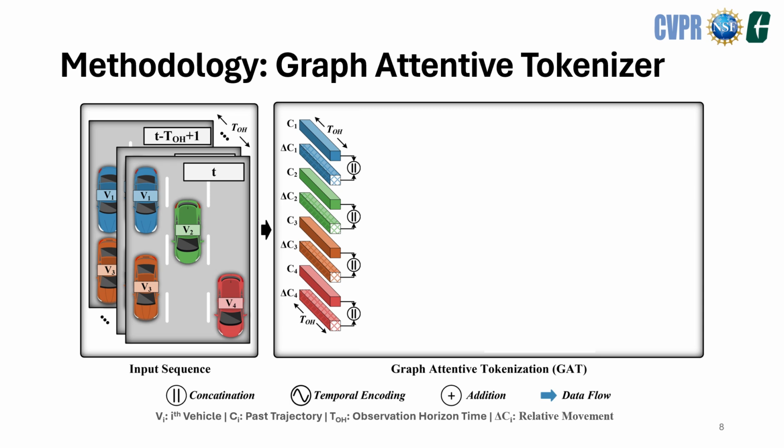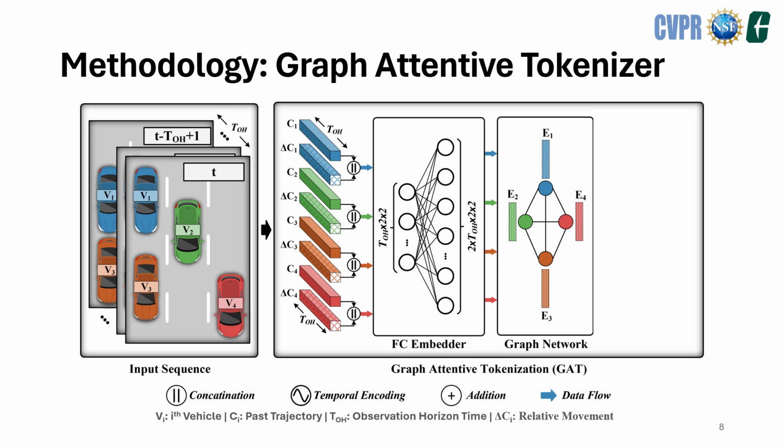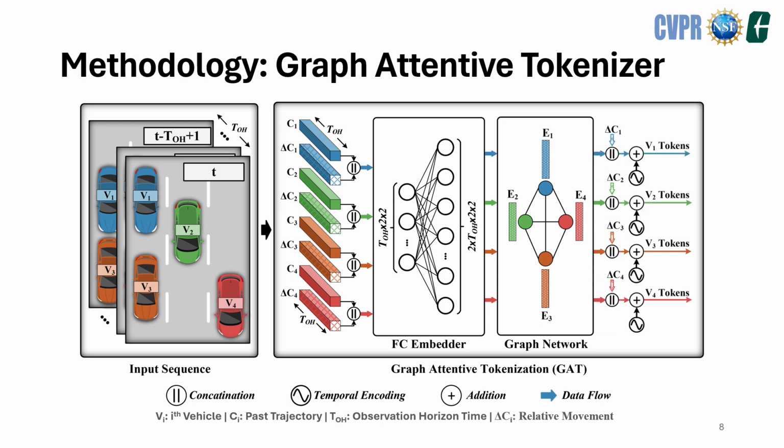This relative trajectory is then concatenated with the absolute trajectory and passed through a fully connected layer. This process integrates these trajectories to form the input for the graph network. We employ a fully connected graph isomorphism network, wherein each node represents a vehicle and the edges denote the interactions among them. Given that the graph is fully connected, a single-step graph process is sufficient for the GAT to combine features from all nodes. The output is then concatenated with a relative trajectory, and on top of that, positional encoding is added to create a token sequence for each vehicle.